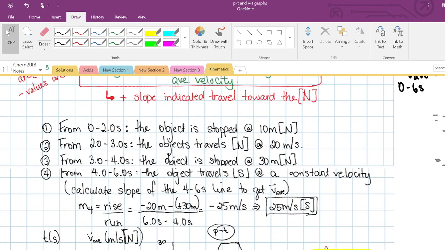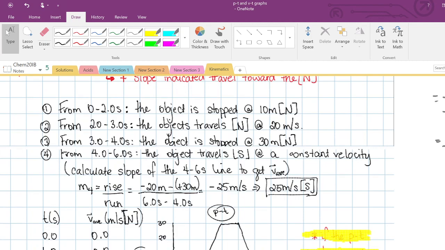But one of the things we did yesterday was we figured out for each of those time increments what the slope was, right? And so we had figured out that from 0 to 2 seconds, the slope was 0, which meant the object was not moving. From 2 to 3 seconds, we determined the slope to be 20 meters per second to the north. From 3 to 4 seconds, the object was stopped again, and from 4 to 6 seconds, the object was moving at 25 meters per second south.